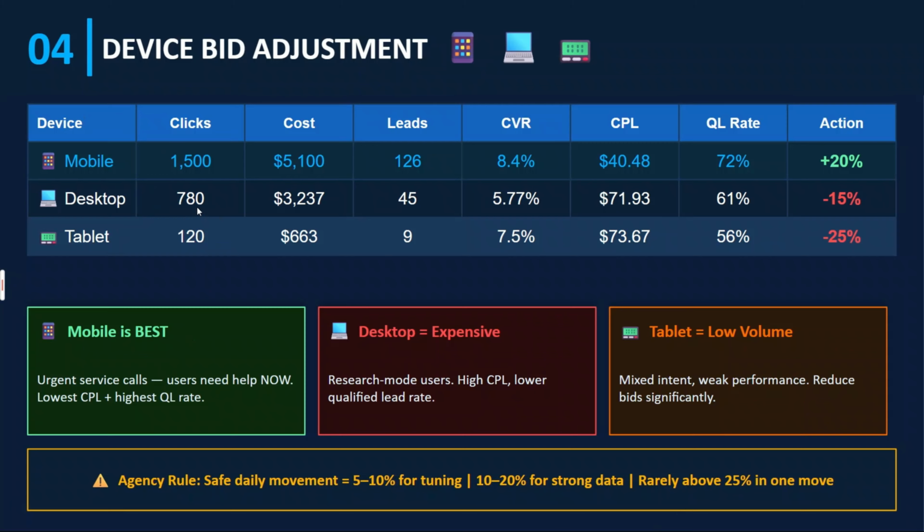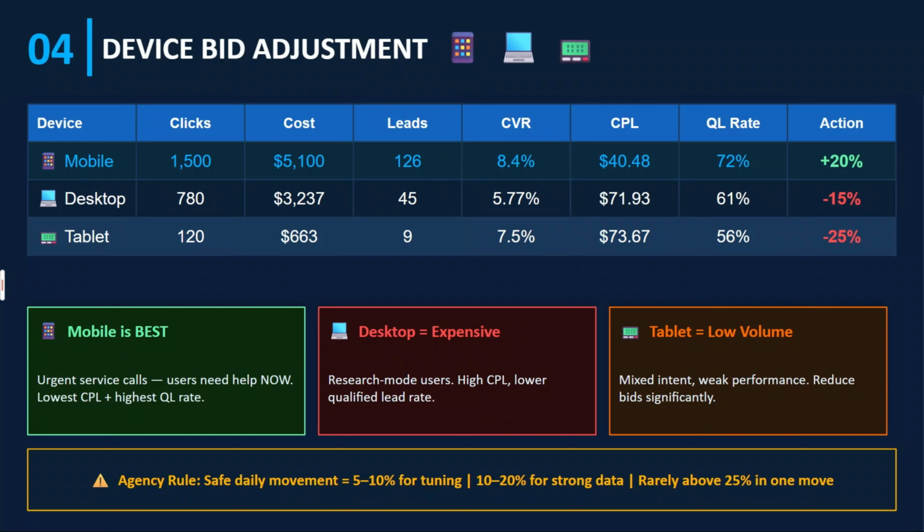Now we have three devices: mobile, desktop, tablet. Mobile phones: 1,500 clicks. Cost per lead is only $40.48. Qualified lead rate is 72%. This is our best performer.